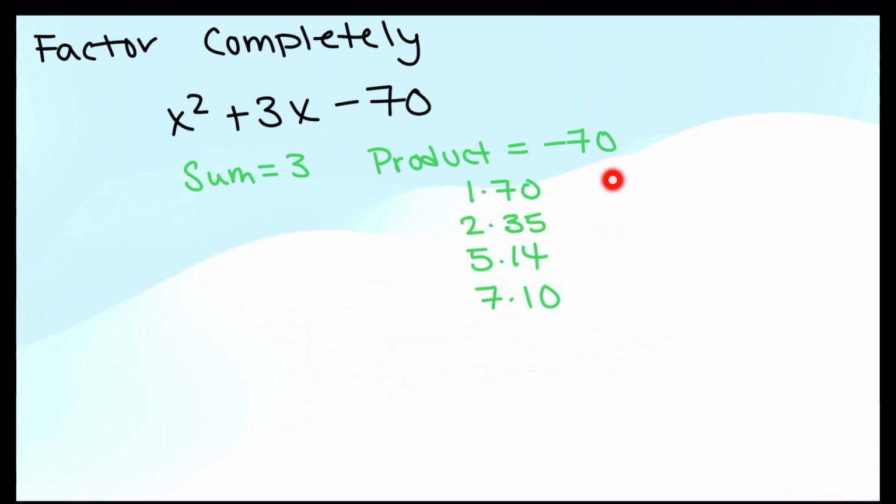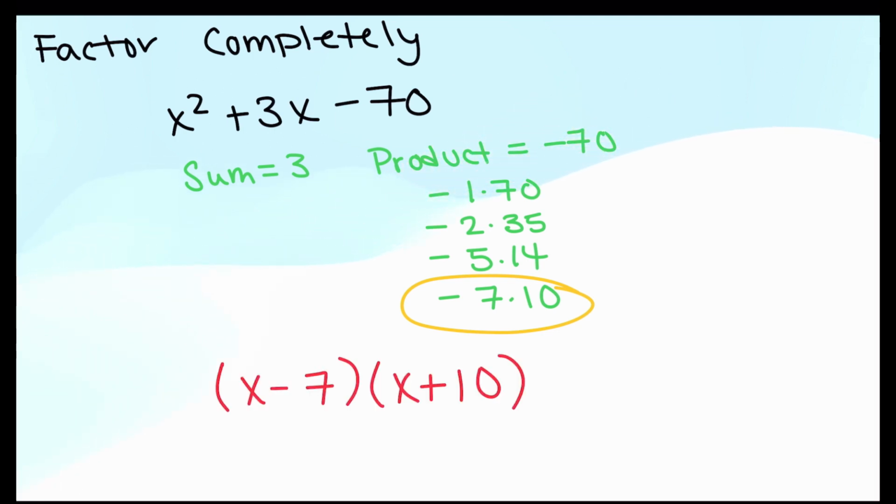Because it's a negative product, one of these numbers has to be negative. To get a positive sum, the smaller number must be negative. And so now I just check which one of these adds up to positive 3, and that would be the last one in my list. Negative 7, positive 10. So my factors are x minus 7, x plus 10.